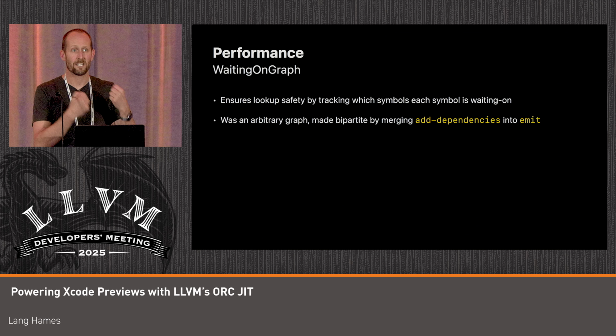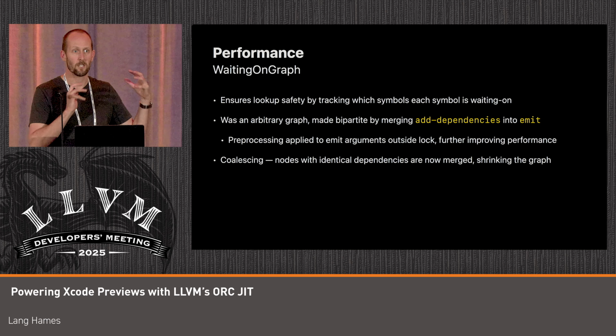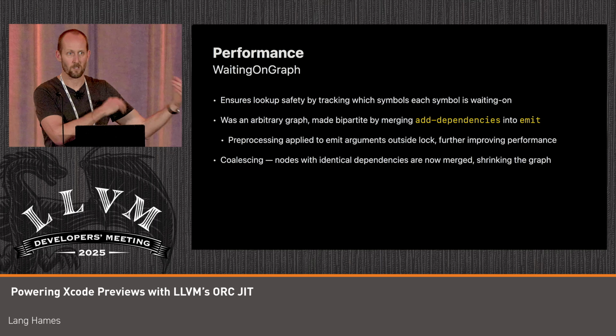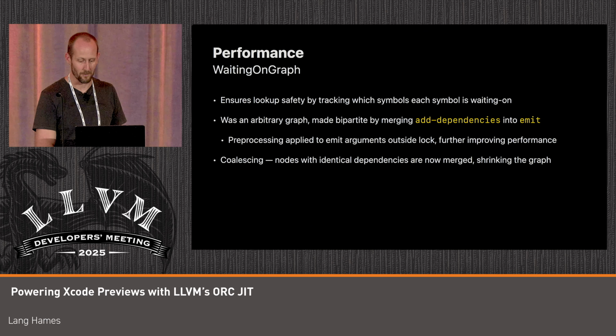We also started applying coalescing to these nodes. So nodes within this graph that have identical dependencies are now merged into one larger node. And this is really helpful in practice because we see for large programs that lots of symbols end up piled up using a few common APIs that we're still trying to push through the JIT. So by coalescing these nodes, we massively shrink the graph.